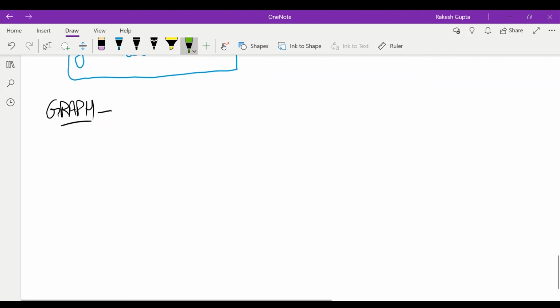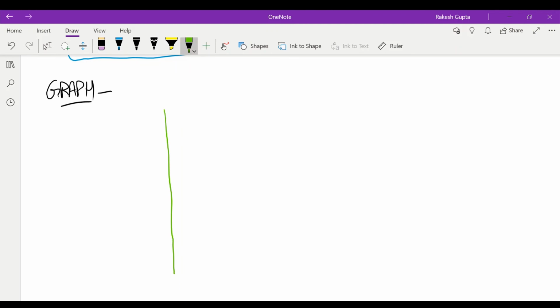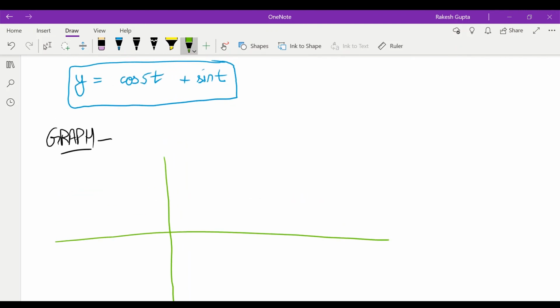So now I'm just going to draw the x and y axis. So the period of our function sin t is going to be 2π, and the period of the function cos πt is going to be 2π by π. This means nothing but that when sin t completes one oscillation, cos πt would have completed 5 oscillations.